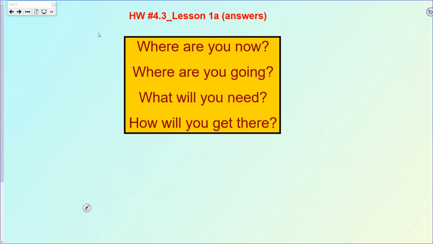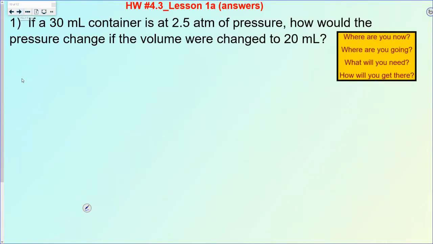Okay, so before we get started, just read these questions here. These are similar to questions that I showed you way back in the stoichiometry days. So where are you now? Where are you going? What will you need and how will you get there? These are questions that will be important to answer as you try to work through word problems like we're going to do here. Let's look at the first one.